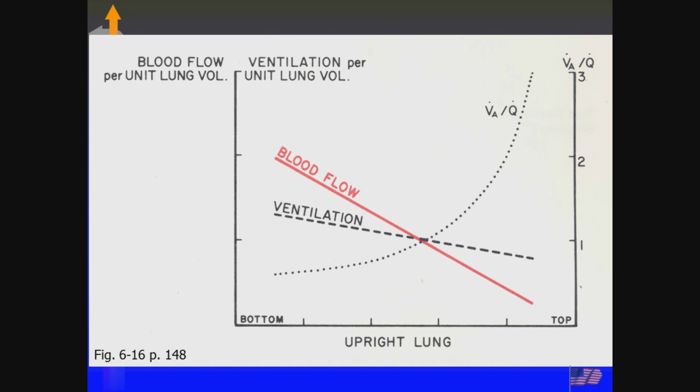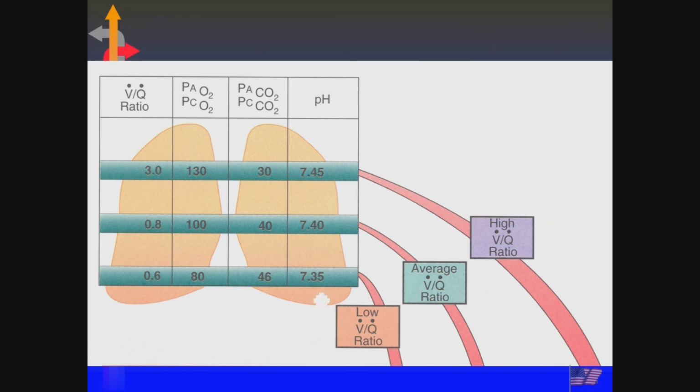Ventilation has the same exact effect. The difference is they don't do it at the same rate. Blood flow is much more pronounced of a difference between the bases and the apices than the ventilation is, which yields the fact that we have a variable VA to Q ratio, a variable VQ ratio, as you go from the bottom of the lung to the top. Roughly 20 times the blood flow that there is ventilation.